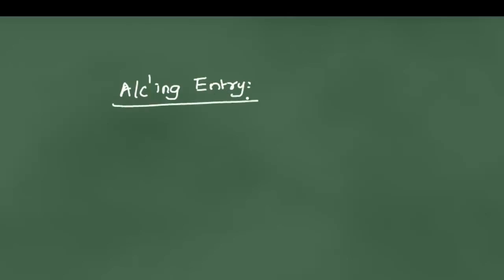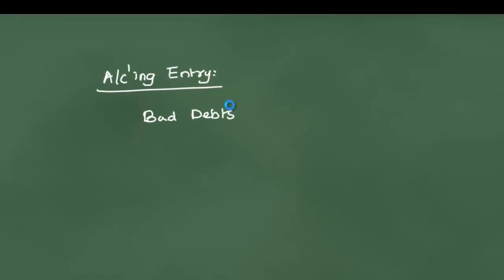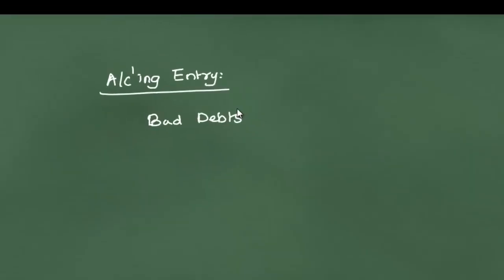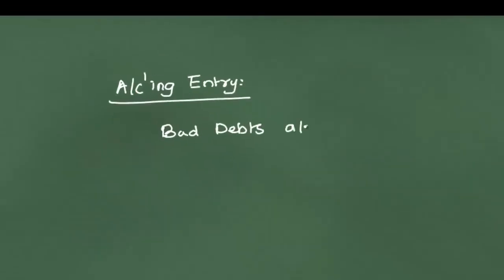Bad debts, is it an income or expense? It is neither income nor an expense. So is it a loss or gain? It's a loss. So debit all losses. Bad debts being a loss, it should be debited. So what is the bad debts amount? In adjustments, have a look, bad debts is 10,000. So it's a loss, it should be debited. So bad debts account debit, which is 10,000.